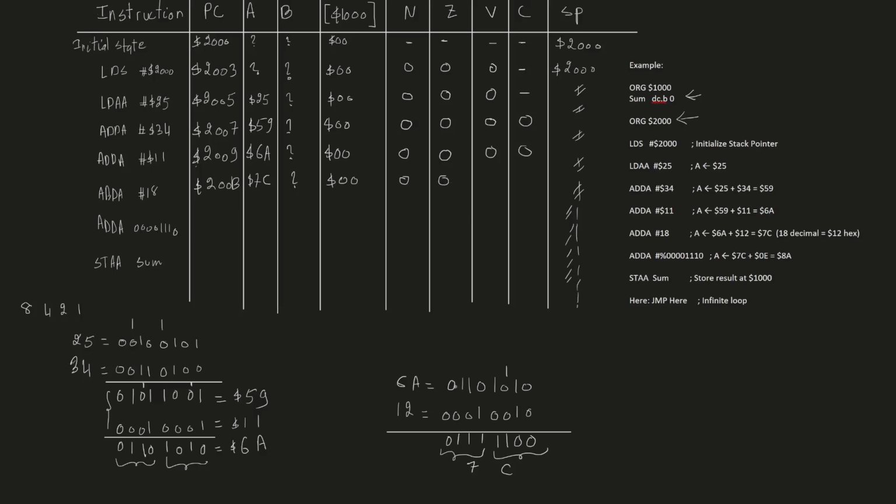The V flag, we added 2 positive numbers. We got a positive number, and we got 8-bit. So those will be 0, and then no carry out will be 0 as well. So let's see the next instruction.